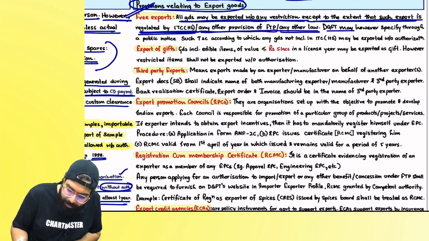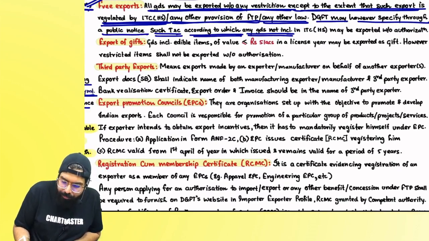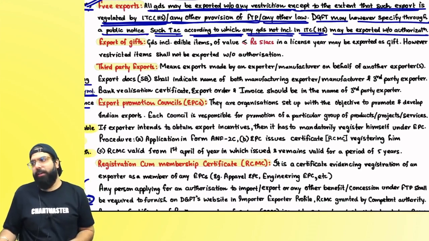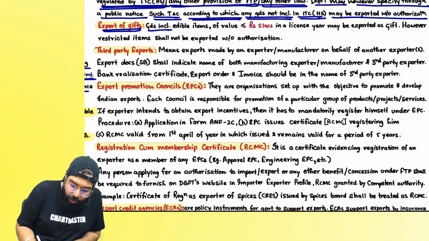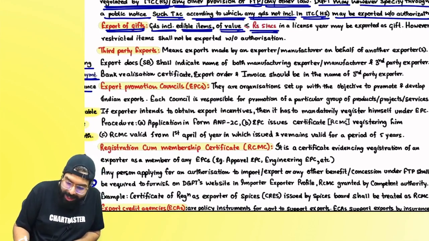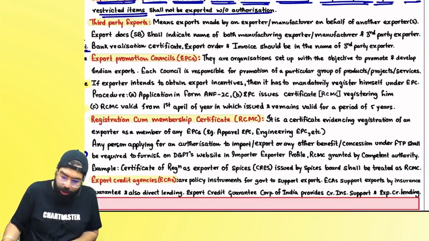Then it says, DGFT may, however, specify through a public notice such terms and conditions according to which any goods not included in the ITCHS may be exported without authorization. DGFT has that power. Sir, export of gifts. They are telling goods including edible item of value less than equal to 5 lakh in a license year may be exported as gift. However, restricted item shall not be exported without authorization.